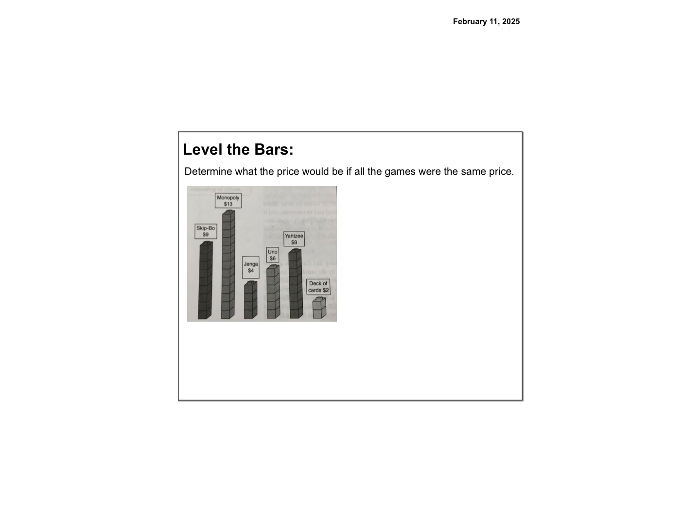So if I take skip bow and I change that to 7, okay, so this will be 7 now. Okay, skip bow. That means I have 2 to give. Okay, that means I have 2 extras to use. Monopoly. Well, if I go to Monopoly and I now have it at 7, that means I've got 2, I have 6 extra to level that off.